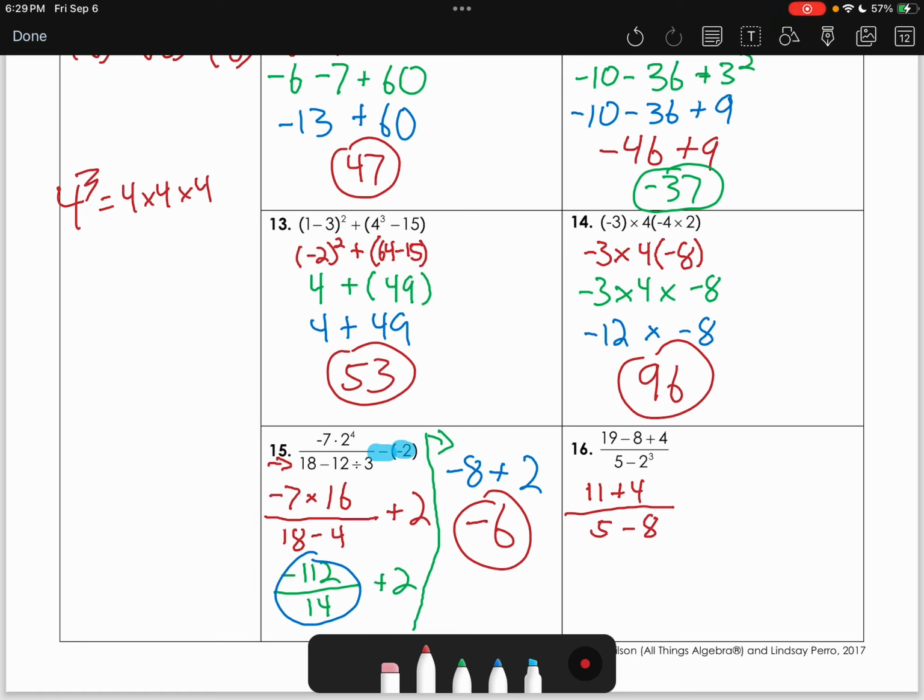All right, moving to the next layer. Let's work on the numerator again. 11 plus 4, that's going to be 15. Over, and then 5 minus 8 will be a negative 3. All right, so we should all know a positive divided by a negative will yield us a negative. You can even check it in your calculator if you want to, but 15 divided by negative 3 will yield us negative 5.